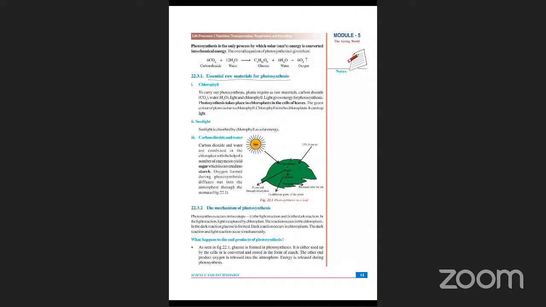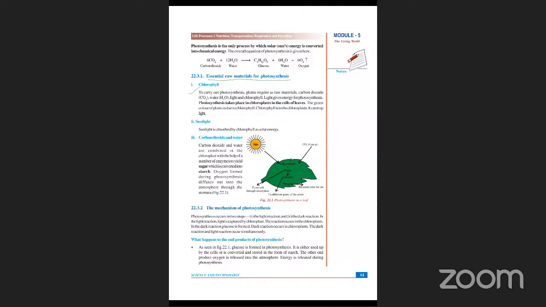So that's why chlorophyll is the kitchen, like the leaf is the kitchen of the plant, and inside chlorophyll all this reaction happens. So chlorophyll is most important to carry out photosynthesis.